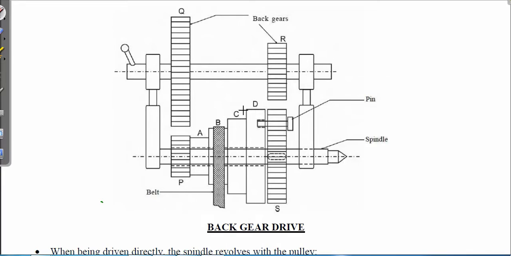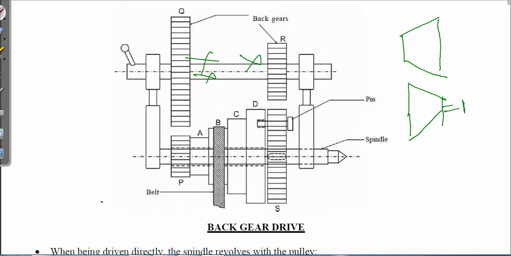So suppose this is the cone pulley. In the first case, we are not using the back gear arrangement. Cone pulley means this type of cone where some steps are created like this. So the opposite type of part will be created where the belt is. This belt is in here. The motor is there, so this part will be rotating, and with the help of the belt, this other part of the cone will be rotated.